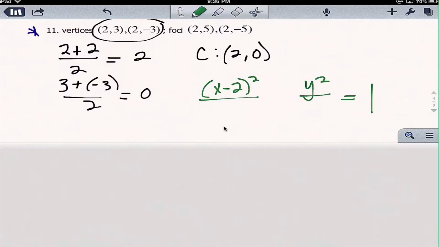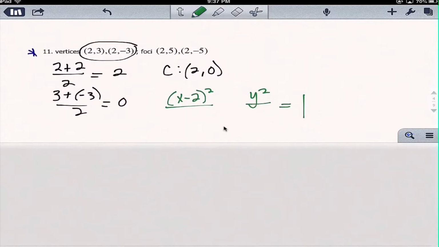And the way that we can do that, okay, my vertices were at (2, 3) and (2, -3). And I want to look and see what direction did we move in. Did we move in the x direction, right and left, or did we move up and down? That would be the y direction. And we can see here we moved up and down.